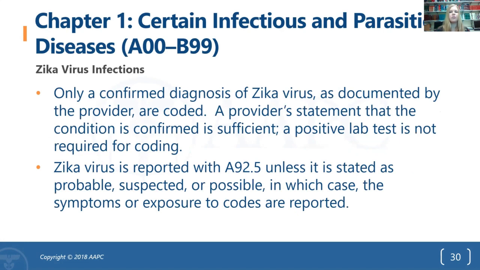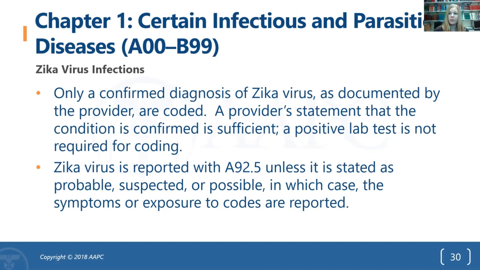Zika virus, which is transmitted primarily through mosquito bites, is risky because it can cause birth defects such as microcephaly. Symptoms of Zika virus are often mild, if symptoms even appear at all. Some common symptoms include fever, rash, joint pain, conjunctivitis. Only a confirmed diagnosis of Zika virus as documented by the provider can be coded. A provider's statement that the condition exists is sufficient. You do not have to have supporting lab testing.